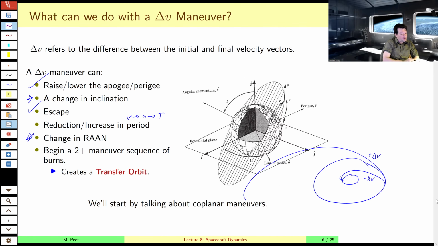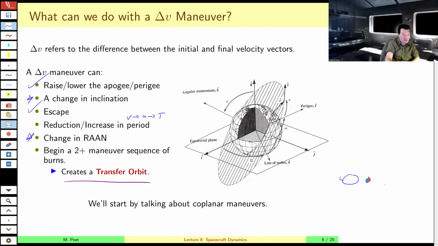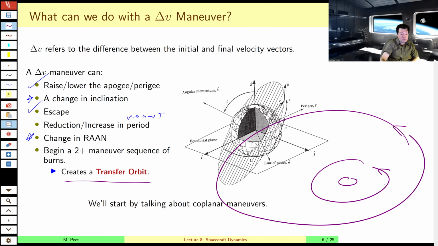And finally, perhaps the most important, you can start a sequence of maneuvers creating a transfer orbit to get you from where you are to your desired destination. Now, this is by far the most common one. The most common case is you're in an orbit, you have a desired orbit, and those orbits don't intersect. Even if they did, there are cases where you would still do a transfer orbit in order to save energy.